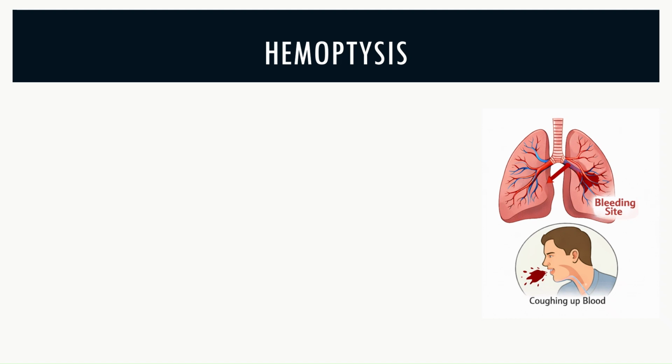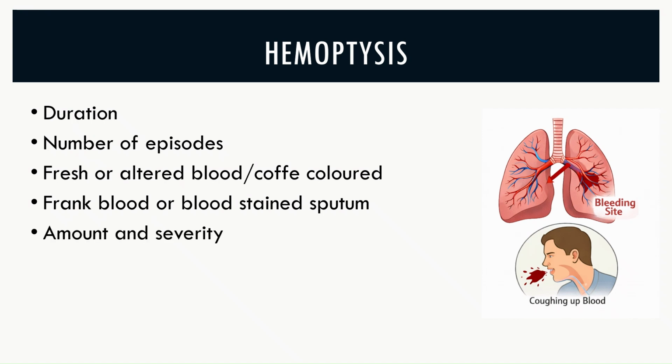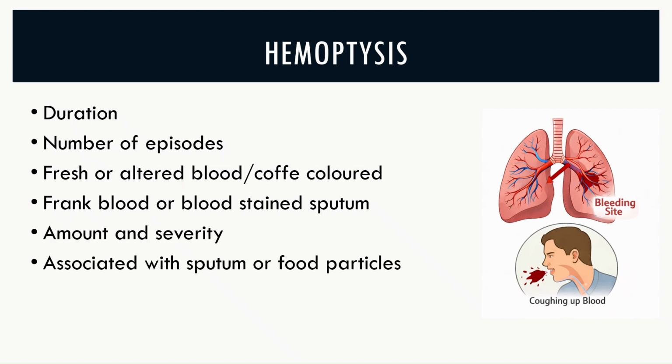History of hemoptysis includes duration, number of episodes, whether blood is fresh or altered, presence of frank blood or blood-stained sputum, and amount and severity, and also whether it is associated with sputum or food particles to differentiate it from hematemesis. Hemoptysis commonly occurs in conditions such as tuberculosis, bronchiectasis, lung cancer, and pulmonary infections.